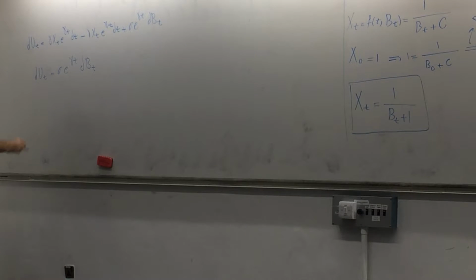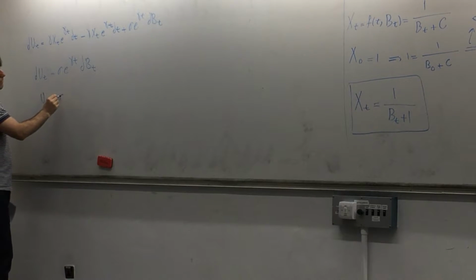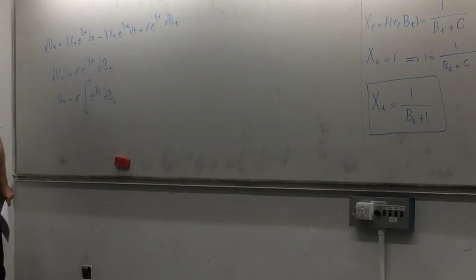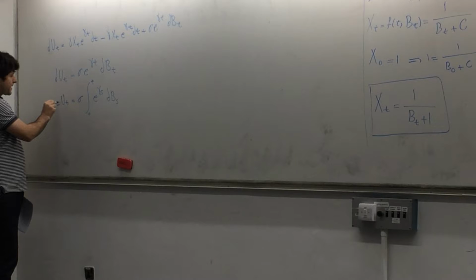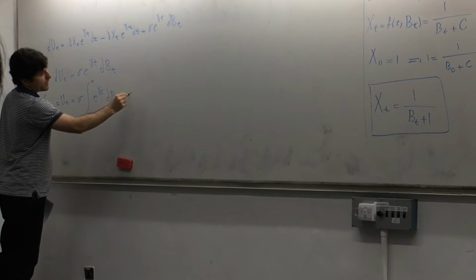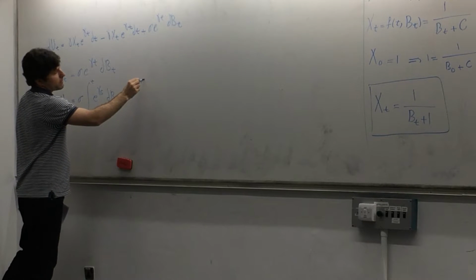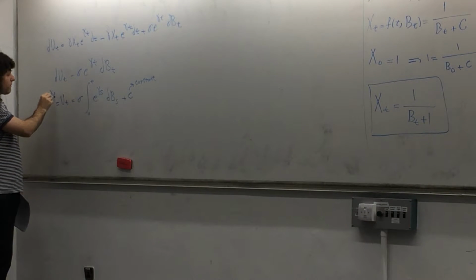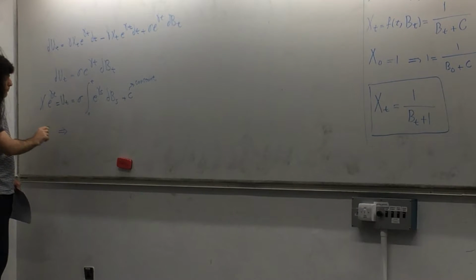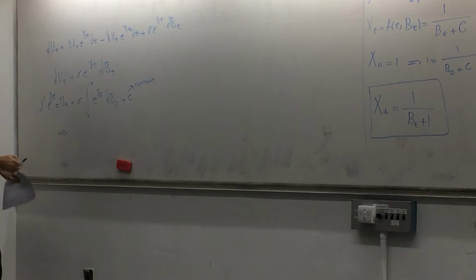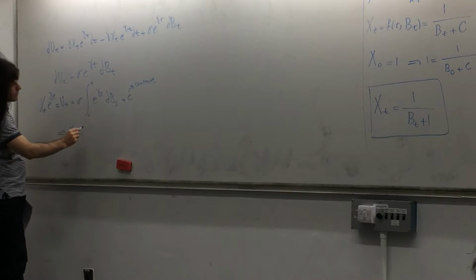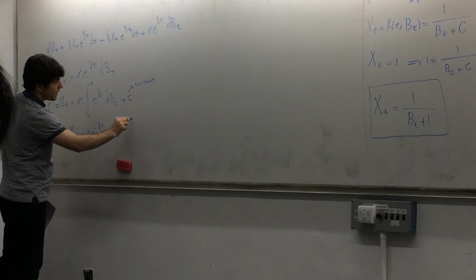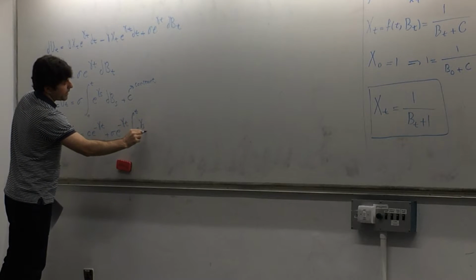Now take the integral of both sides, so this will give you u_t equal to sigma times the integral from 0 to t of e to the power of gamma s dB_s, plus a constant c. But what was u_t? u_t was x_t times e to the power of gamma t. So from here, multiply both sides by e to the power of minus gamma t. This gives you x_t equal to c e to the power of minus gamma t plus sigma e to the power of minus gamma t times the integral from 0 to t of e to the power of gamma s dB_s.